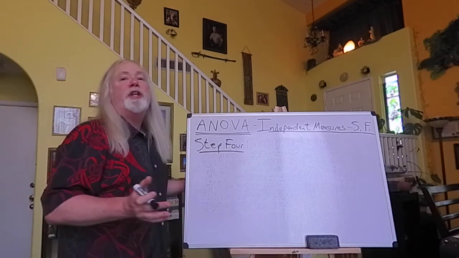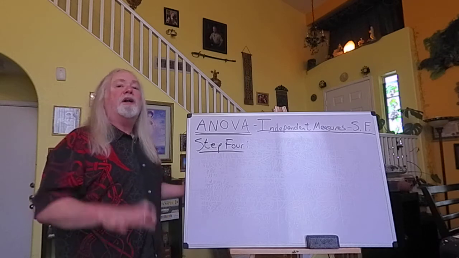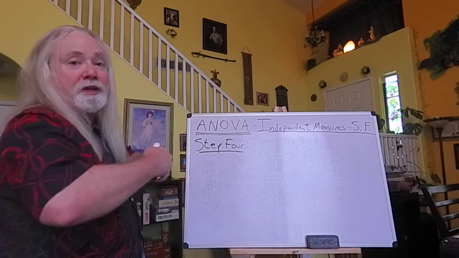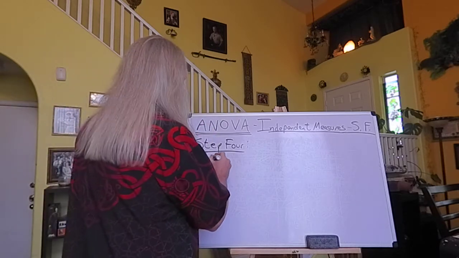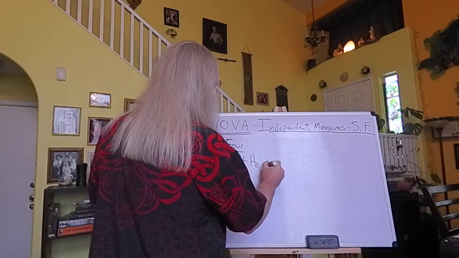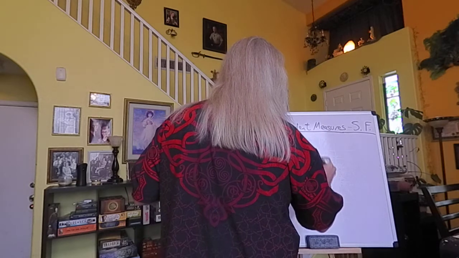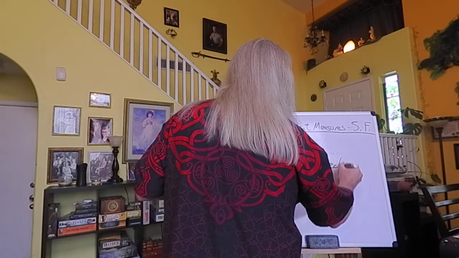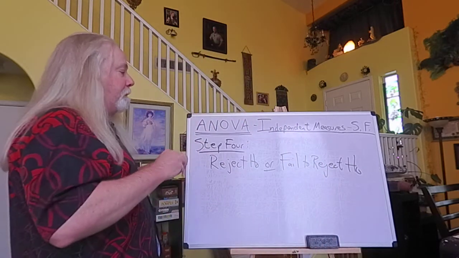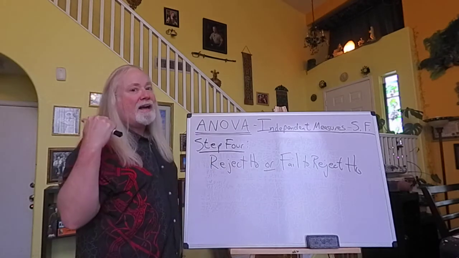Step 4 is essentially the only step that doesn't change. We have to make a decision. Our decision is we are either going to reject the null hypothesis or fail to reject the null hypothesis. So obviously what that means is before we really begin step 4, we got to jump back to step 2.